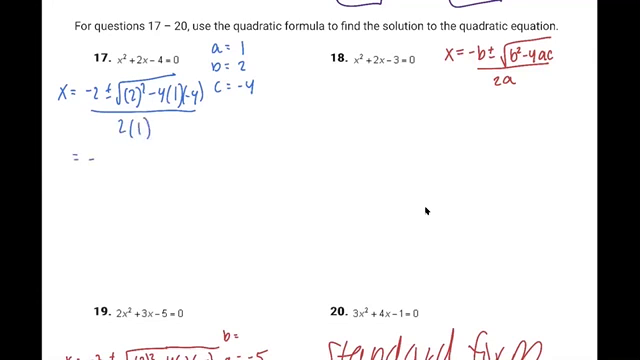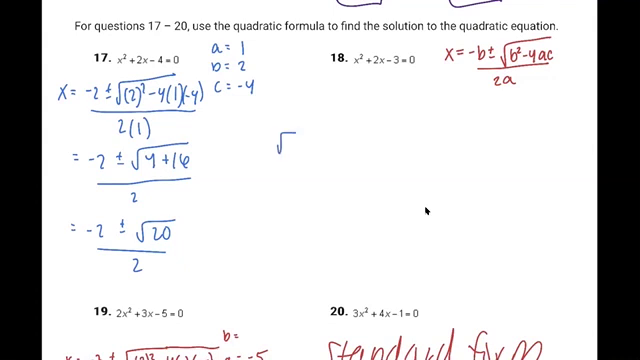All right, so I start to simplify here. Square root of 4 plus 16, all over 2. So this is looking like plus or minus the square root of 20 over 2. All right, now here's where we can get some different variations.